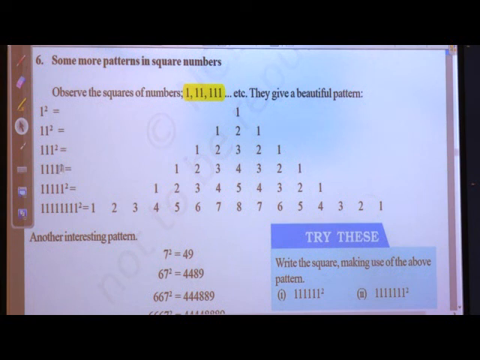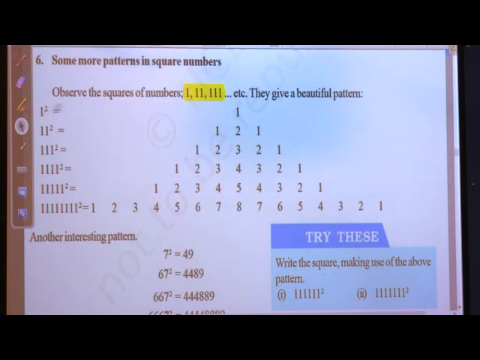What about four 1s? 1111 squared is 1, 2, 3, 4, 3, 2, 1. This is the pattern that is formed. Now, five 1s: 11,111 squared. What are we getting? 1, 2, 3, 4, 5, 4, 3, 2, 1.